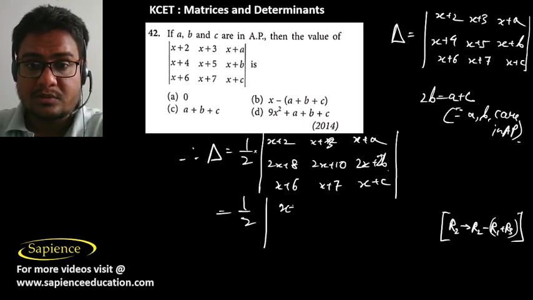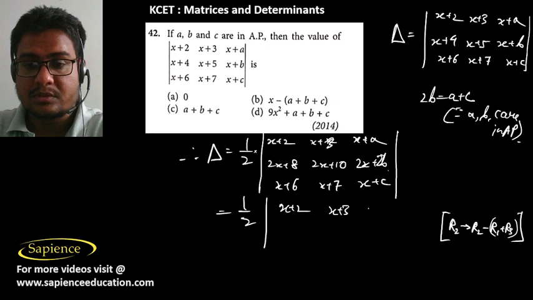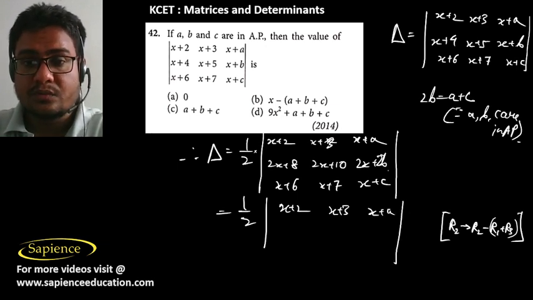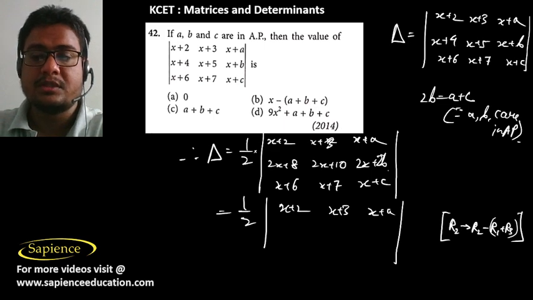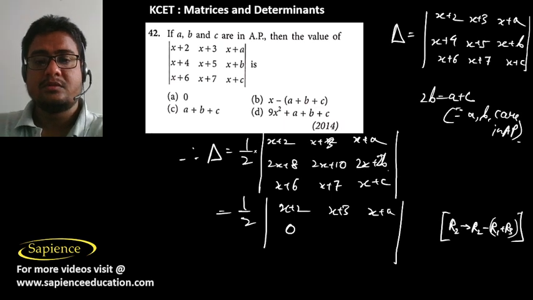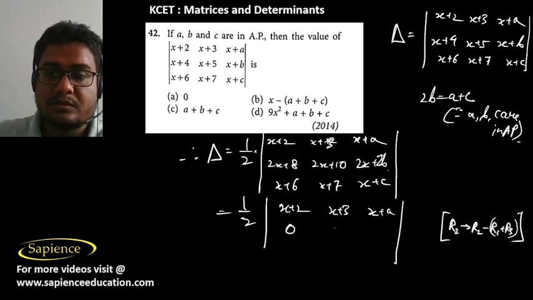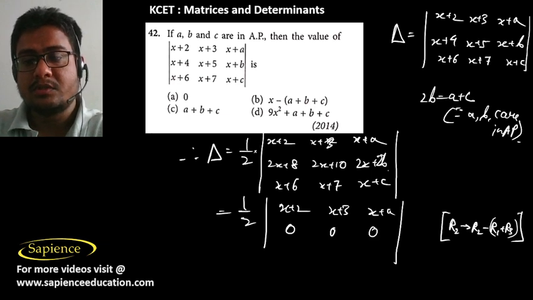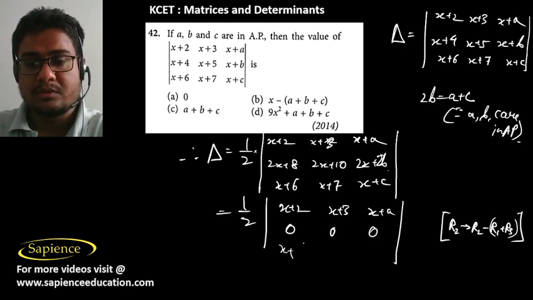This is x plus 2 first row, this is x plus 3. Then from the second row, we have to subtract the sum of first and third rows. 2x plus 8 will be 0 again. This will be plus 10, will become 0. And 2x plus a plus c, that will be x plus 6 plus 7 x plus c.